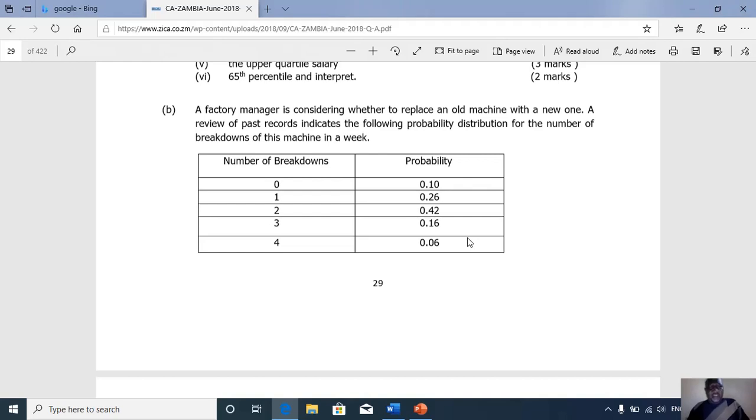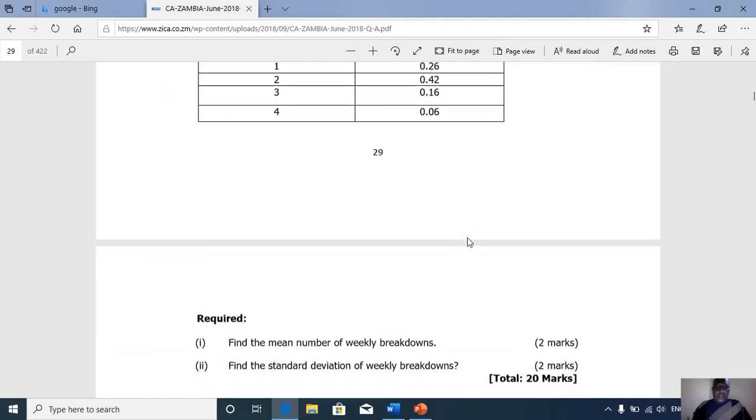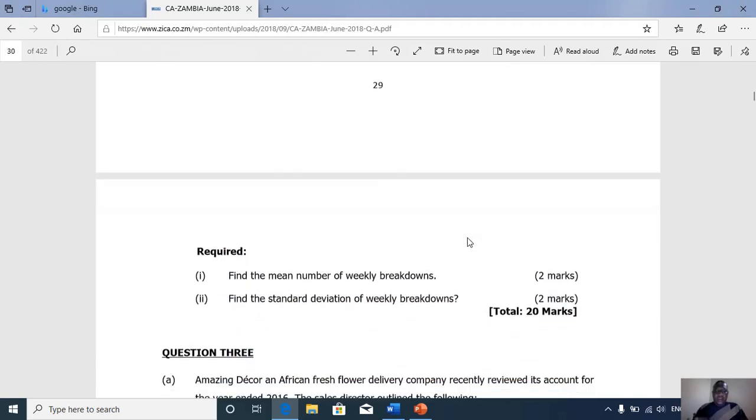So the question says a factory manager is considering whether to replace an old machine with a new one. A review of past records indicates the following probability distribution for the number of breakdowns of this machine in a week. So the number of breakdowns is given and the probabilities are also given. So required, number 1, find the mean number of weekly breakdowns.